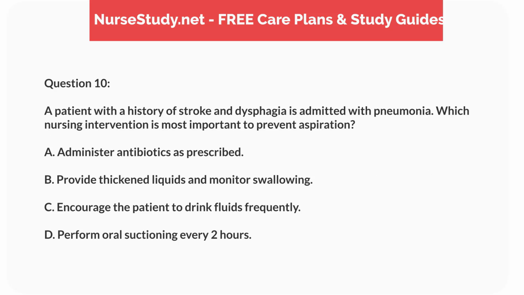Question 10. A patient with a history of stroke and dysphagia is admitted with pneumonia. Which nursing intervention is most important to prevent aspiration? A. Administer antibiotics as prescribed. B. Provide thickened liquids and monitor swallowing. C. Encourage the patient to drink fluids frequently. D. Perform oral suctioning every 2 hours.